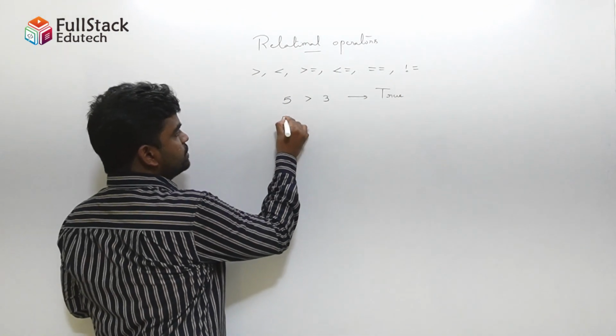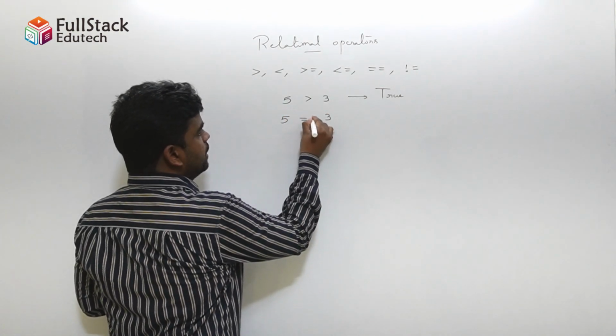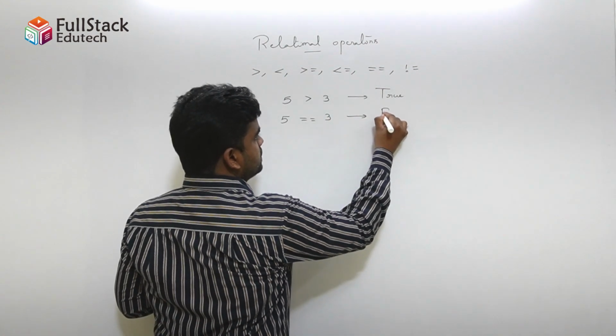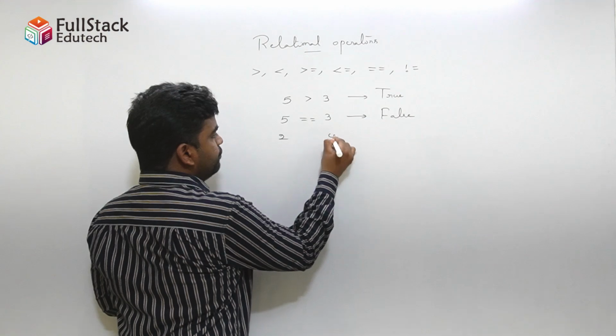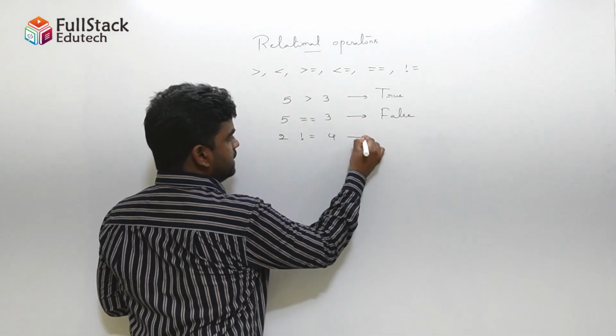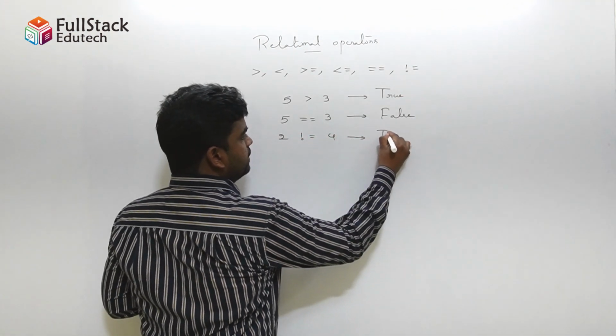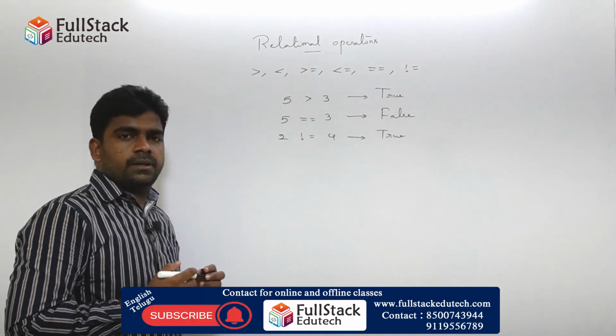The next one: suppose 5 and 3 are equal. It is False because both are not equal. For example, 2 and 4, both are not equal. Yes, the condition is true, so it will return the True value.